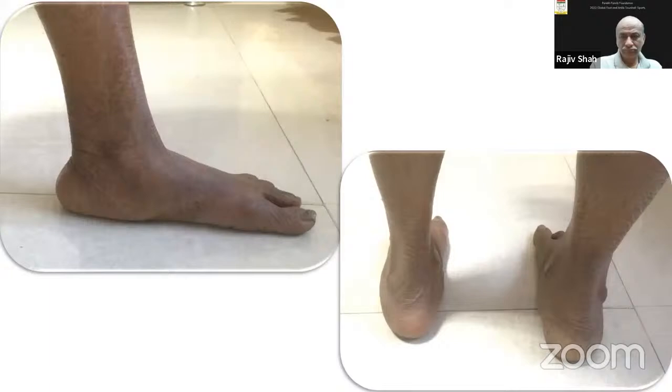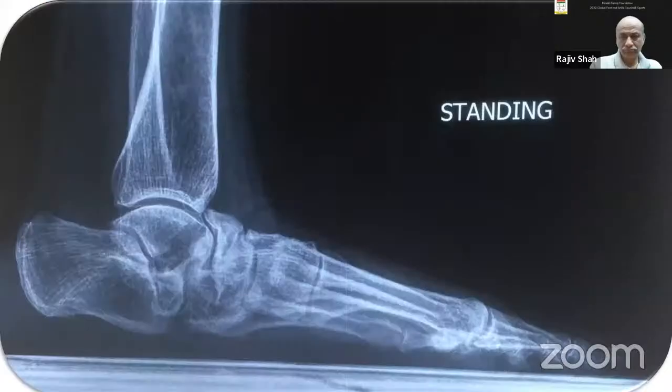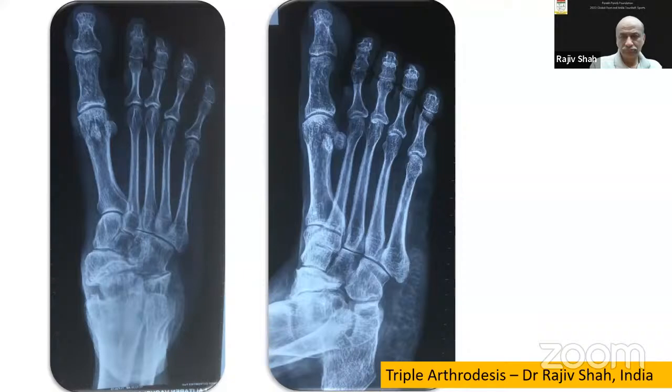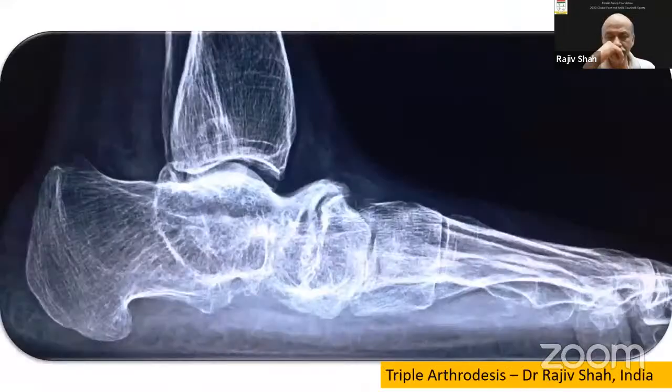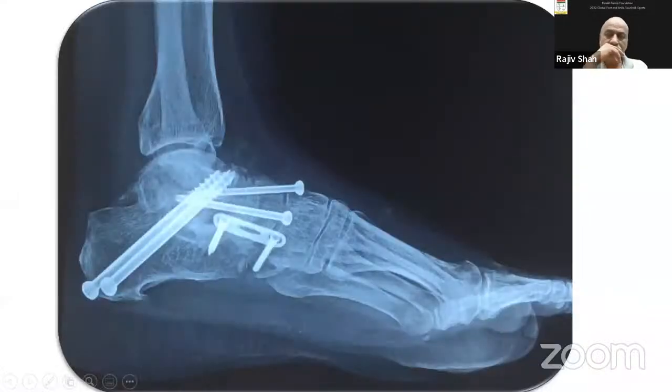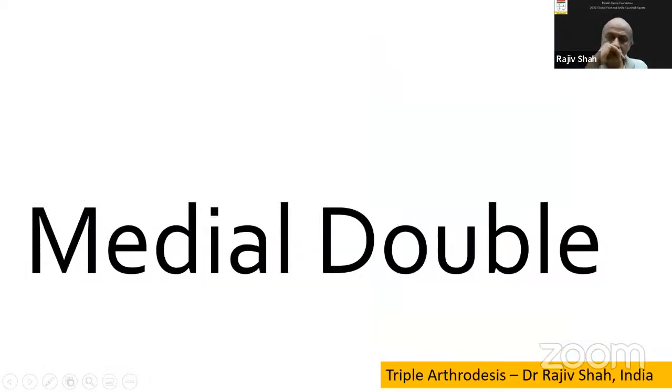A picture like this, with such a bad direction towards the arch, requires this kind of procedure with correction of the arch. Medial double procedure normally is done in cases where there is severe foot valgus, to prevent soft tissue problems. A medial double approach can be taken in such cases.